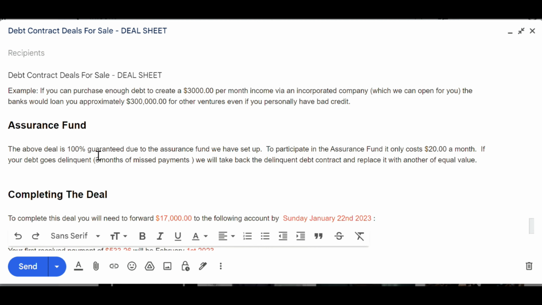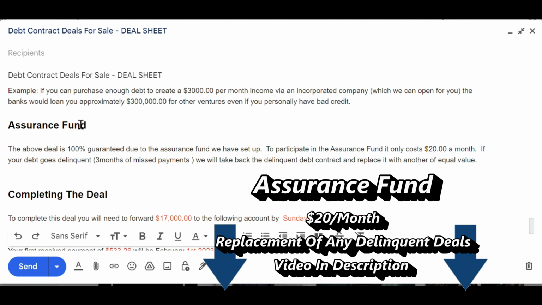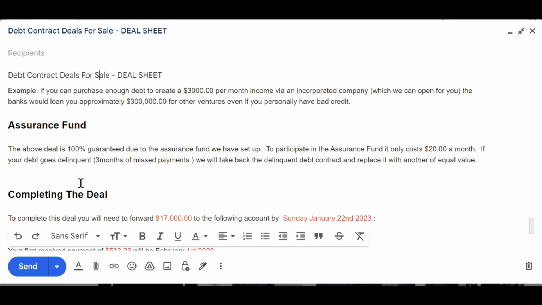Now, as we also mentioned, the assurance fund, we have supplied a video in the description regarding the assurance fund, so you can hear more about it. But bottom line is that you pay $20 a month and you're now in the assurance fund, and if any of your deals go delinquent, which is 3 missed payments, we will take back that contract that went delinquent from you and replace it with one that is in good standing. So we're the ones that go do the collecting, and what does it matter to you at that point, because you now have a new contract and it is now being paid, okay?